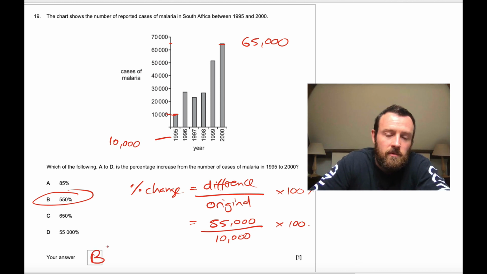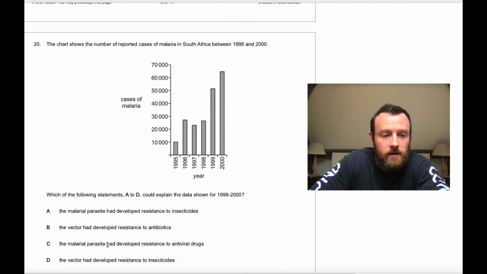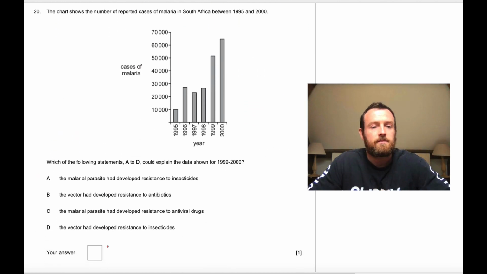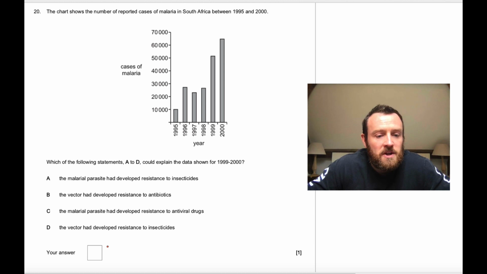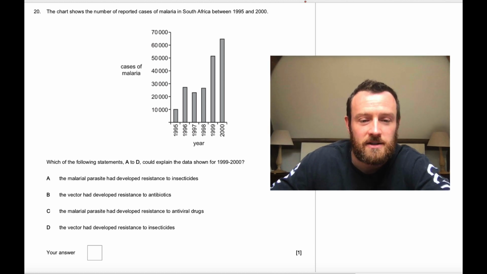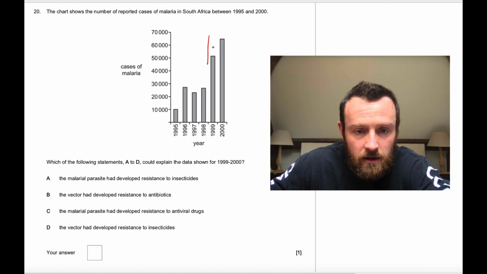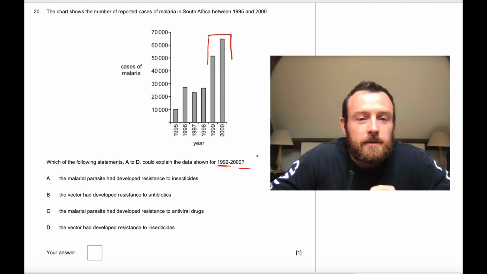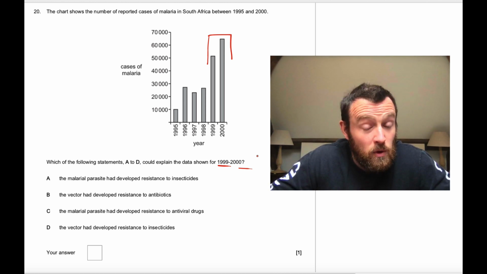The next question follows on from the same thing. Okay. So here it is again, same graph, but now it's asking us which of the following statements could explain the data from 1999 to 2000. Okay, so that's actually just this year. Just this bit here from 1999 to 2000. Pause if you need to do it.